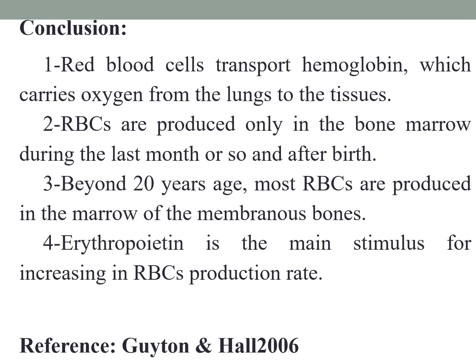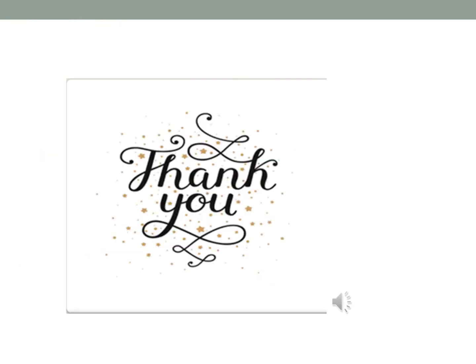Finally, we can conclude from this lecture that red blood cells transport hemoglobin, which carries oxygen from the lung to the tissue. Secondly, red blood cells are produced only in the bone marrow during the last month or so before birth. Third, beyond 20 years old, most of the red blood cells are produced in the bone marrow of the membranous bones. Finally, erythropoietin is the main stimulus for increasing red blood cell production. Thank you for today.